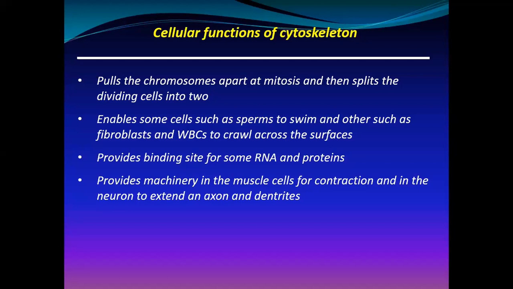It is made out of what? Cytoskeleton. And then there is the movement of fibroblasts and white blood cells to crawl across surfaces. I told you, at the site of infection or inflammation, the white blood cells move towards there. Understand? It provides binding sites for some RNA and proteins. And it provides machinery in the muscle cell for contraction. There are two kinds of protein involved: actin and myosin.